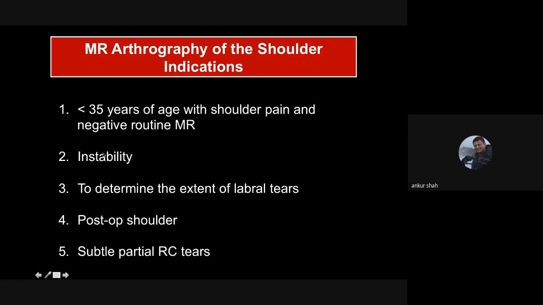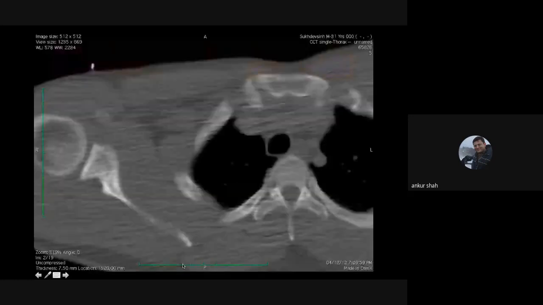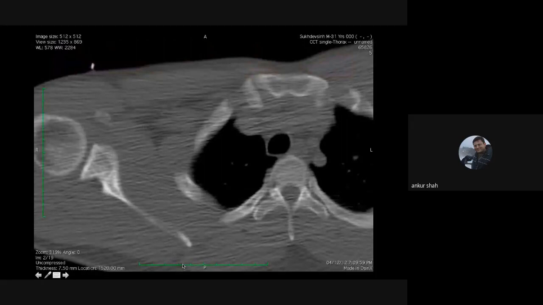In patients of instability, particularly chronic instability, because there is no fluid inside the joint in a chronic condition, sometimes it becomes difficult to see these labral tears, and then we can do MR arthro. Sometimes to see the extent of the labral tear in some postoperative shoulder joints, and rarely to see subtle partial thickness rotator cuff tears. I'll show you the examples.